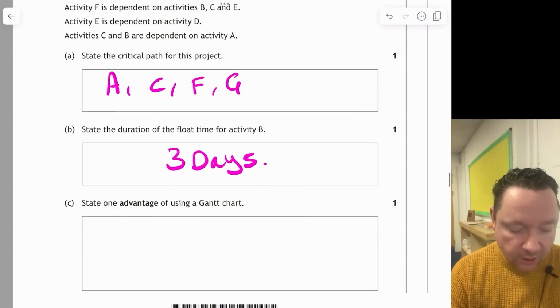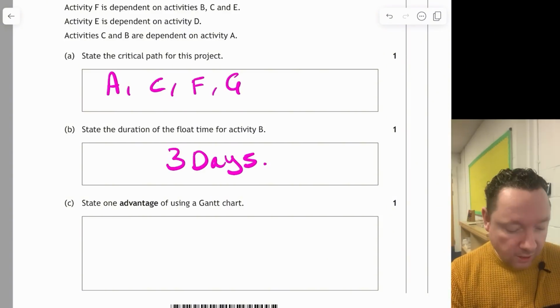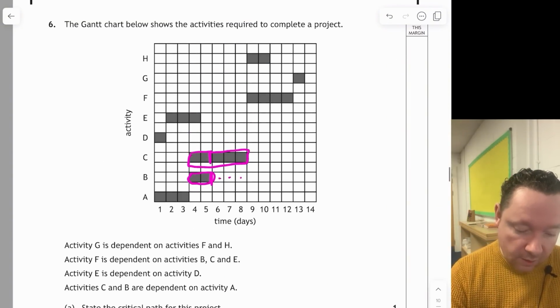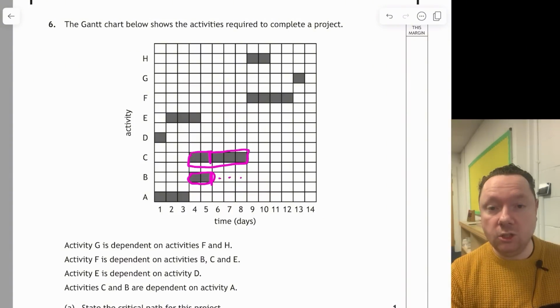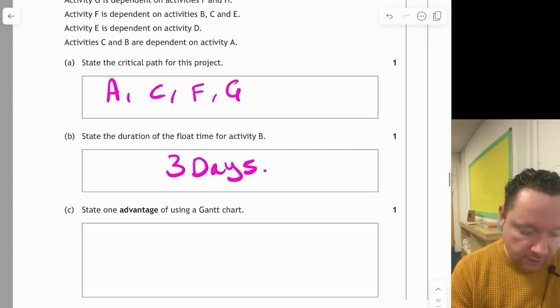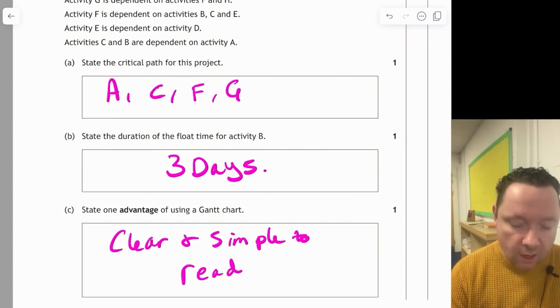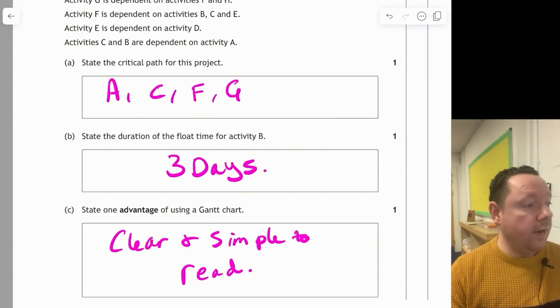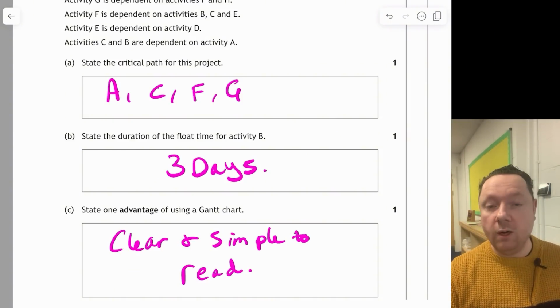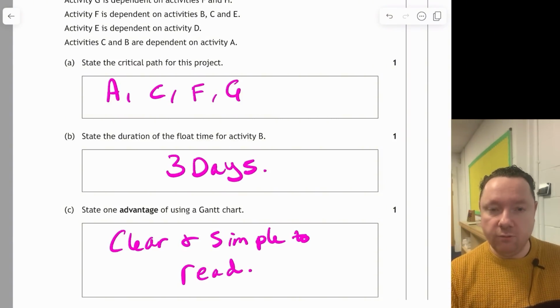And then the last question, just talking about what a Gantt chart is and its advantages. State an advantage of a Gantt chart. Well, a simple reason which is worth the marks is that it's clear and simple to read. So you can just write it's clear and simple to read. Other options, looking at the mark scheme, any other reasonable explanation. So another one that you could have been taught is that it's easy to see the float times from the bars.